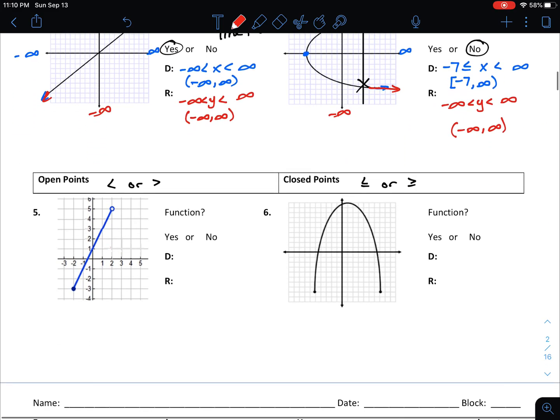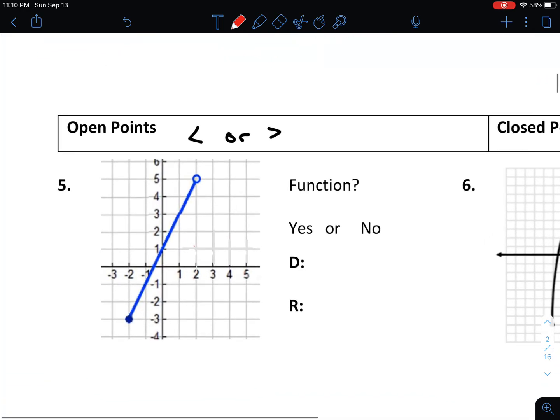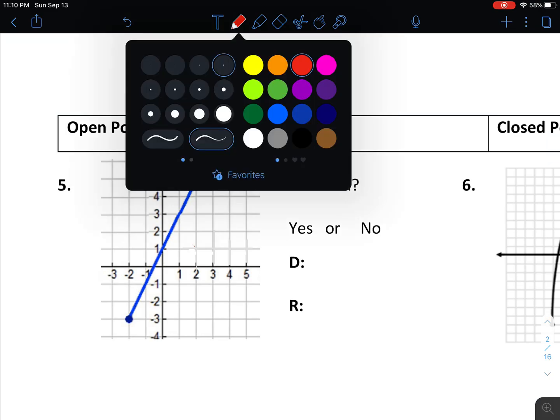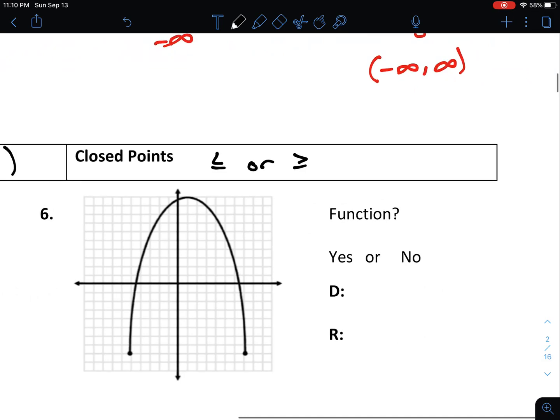Okay, let's next talk about the difference between open and closed points. Open points are going to get a less than or a greater than sign. This is also where you would use a parentheses to denote those using interval notation. Whereas closed points will get a less than or equal to or greater than or equal to sign, and this is where you would use a square bracket using interval notation.